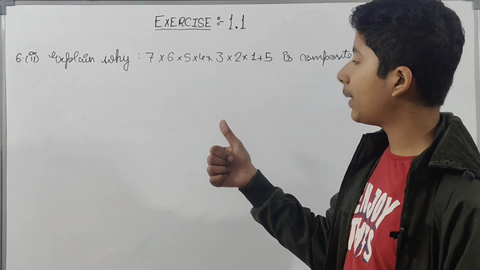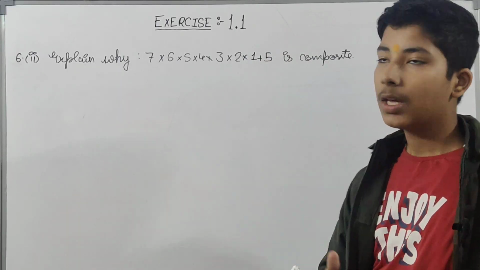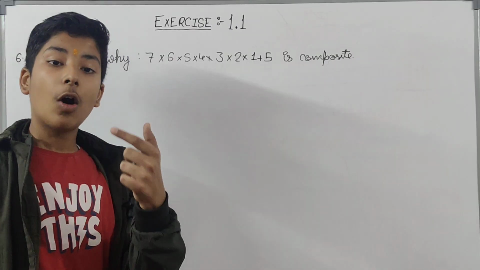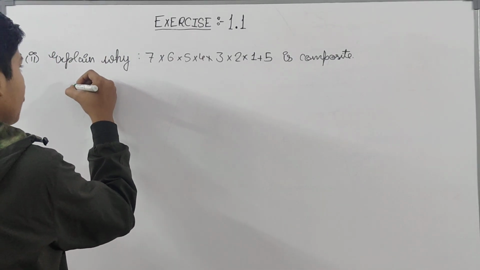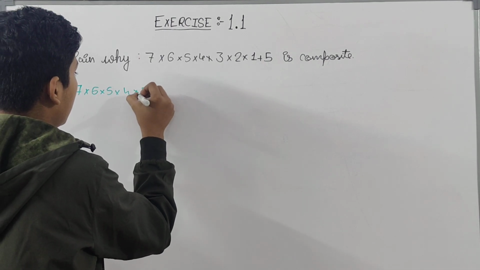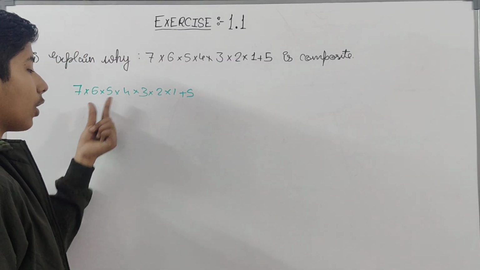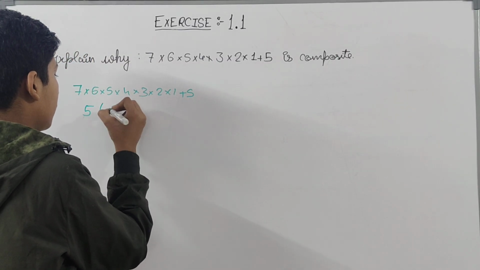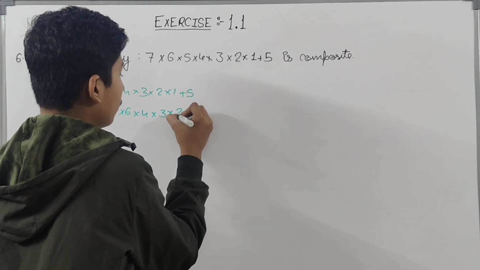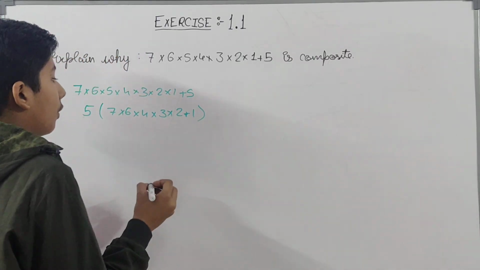In this part, we have to explain why 7 into 6 into 5 into 4 into 3 into 2 into 1 plus 5 is a composite number. Now we'll do the same thing. We'll take the number common which is common on both sides. 7 into 6 into 5 into 4 into 3 into 2 into 1 plus 5. If you can see, 5 is common in this. So 5 common: 7 into 6 into 4 into 3 into 2 plus 1.